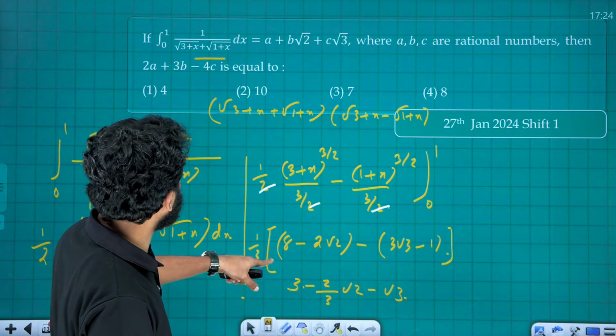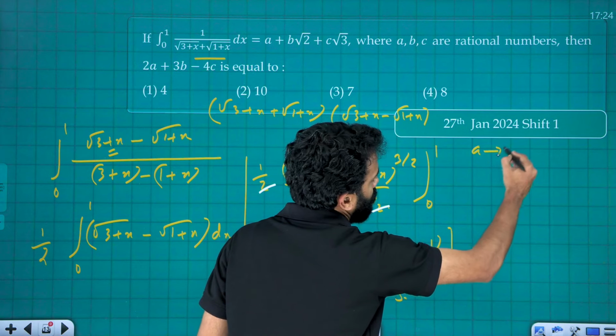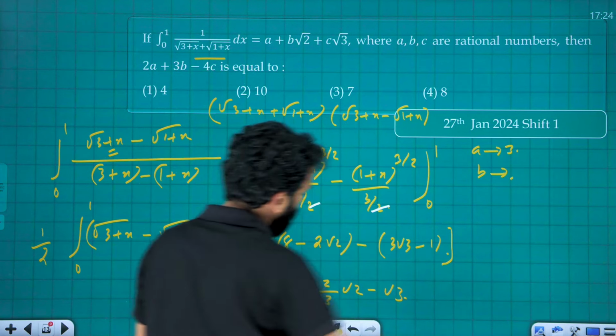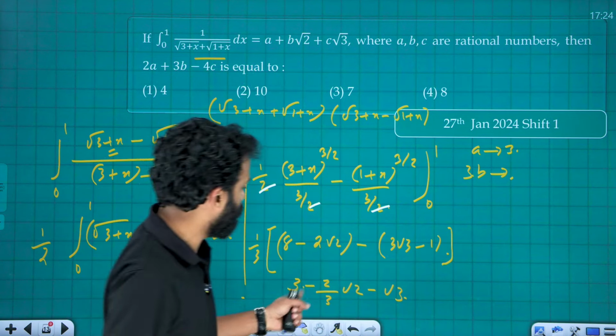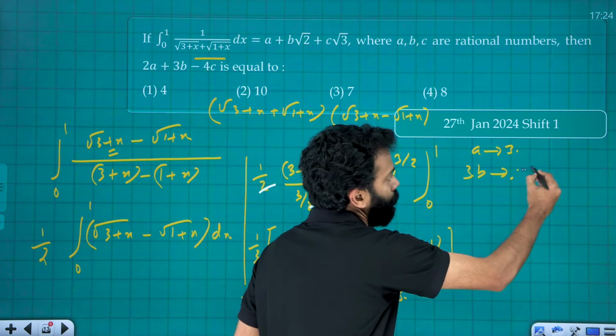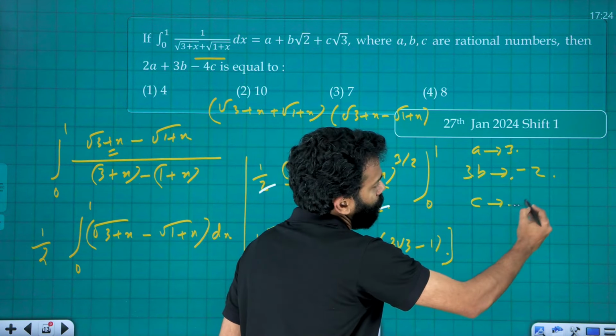Okay, therefore what is a? A will be 3. That is a is equal to 3, and what about b? And b is equal to, we need to find 3b. 3b is equal to minus 2. That 3b is equal to minus 2. And what about c? C is equal to minus 1.